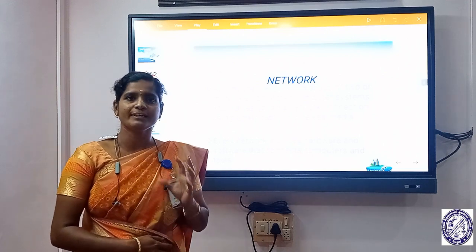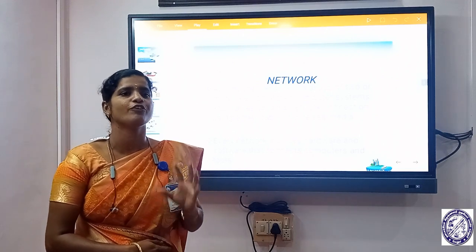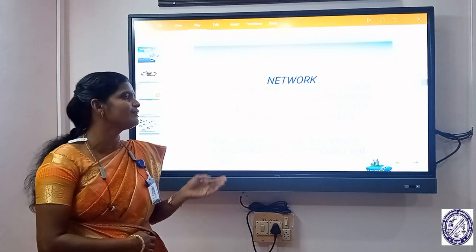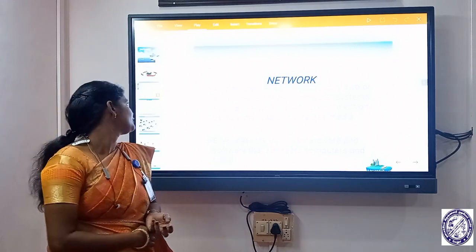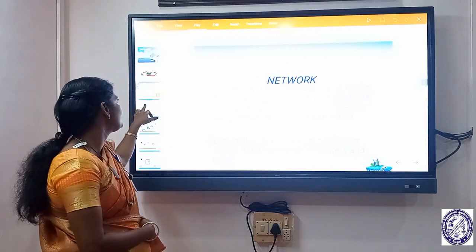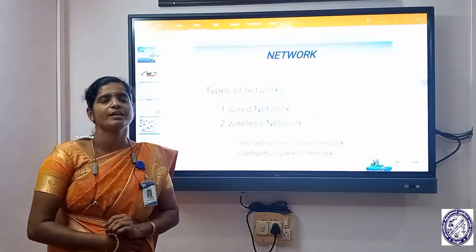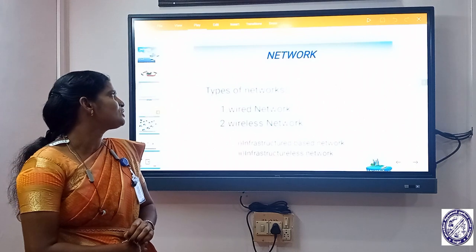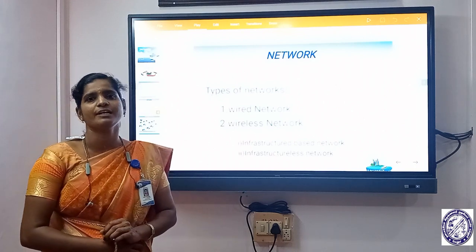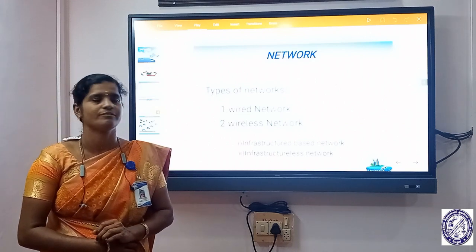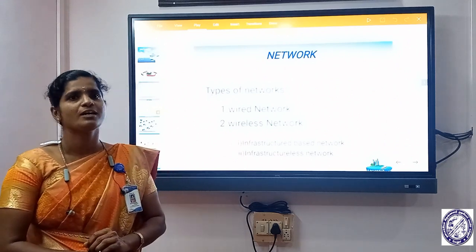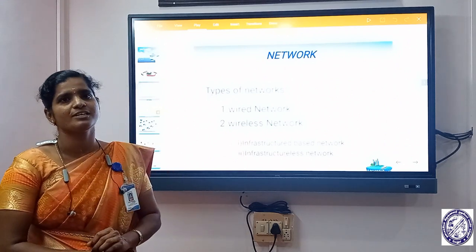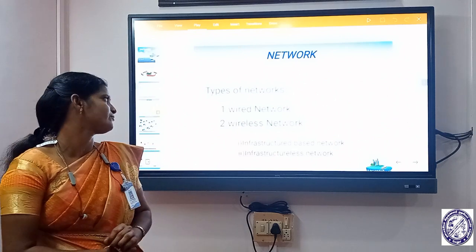So to make a network is nothing but connecting devices. For connecting a device, we need some hardware, software, as well as other tools. So this is the basics of networking. There are two types of networks, wired network as well as wireless network. The wireless network is again classified into two types, infrastructure based network as well as infrastructureless network.